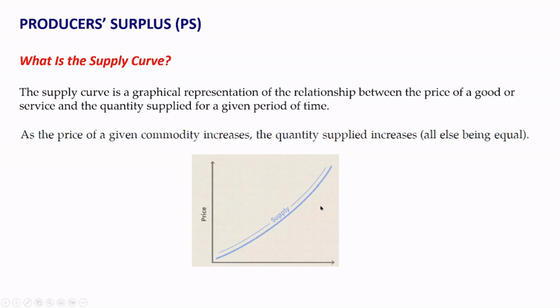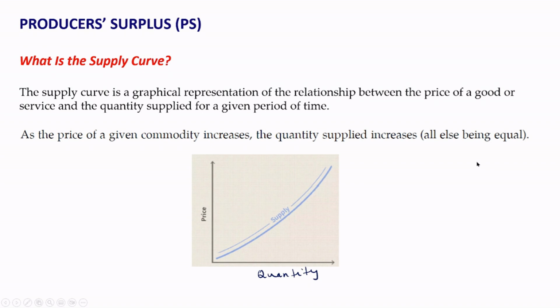And next we have the producer surplus. To understand producer surplus, first we have to understand what the supply curve is. The supply curve is an upward sloping curve. It shows the relationship between the price of a good or service and the quantity supplied for a given period of time. So here, as the price of the given commodity increases, the quantity supplied increases. This is quantity.